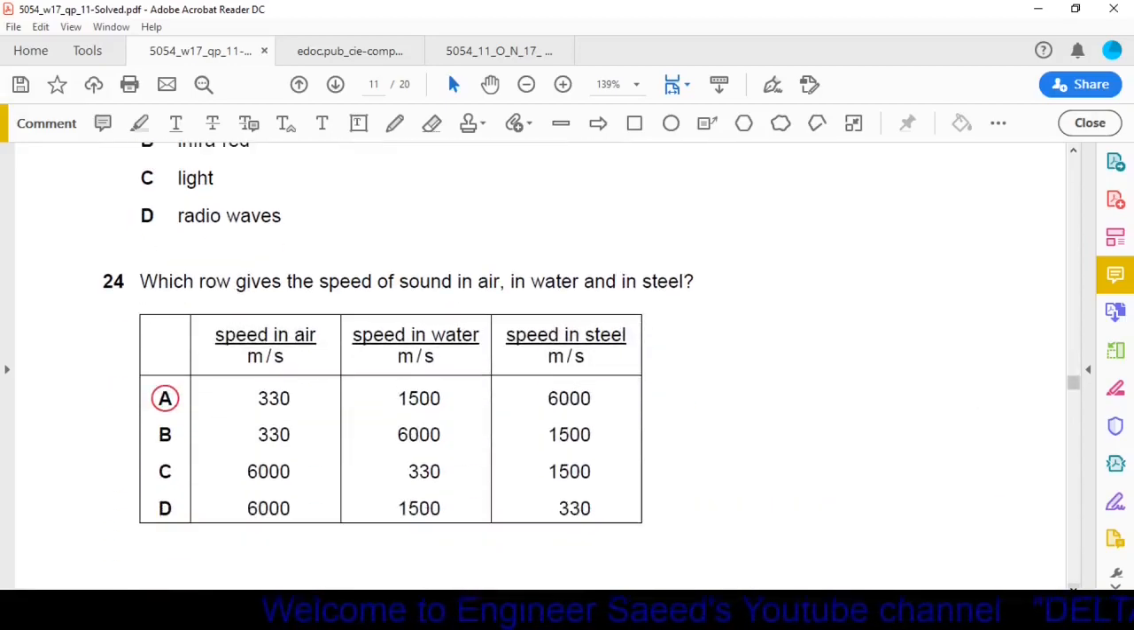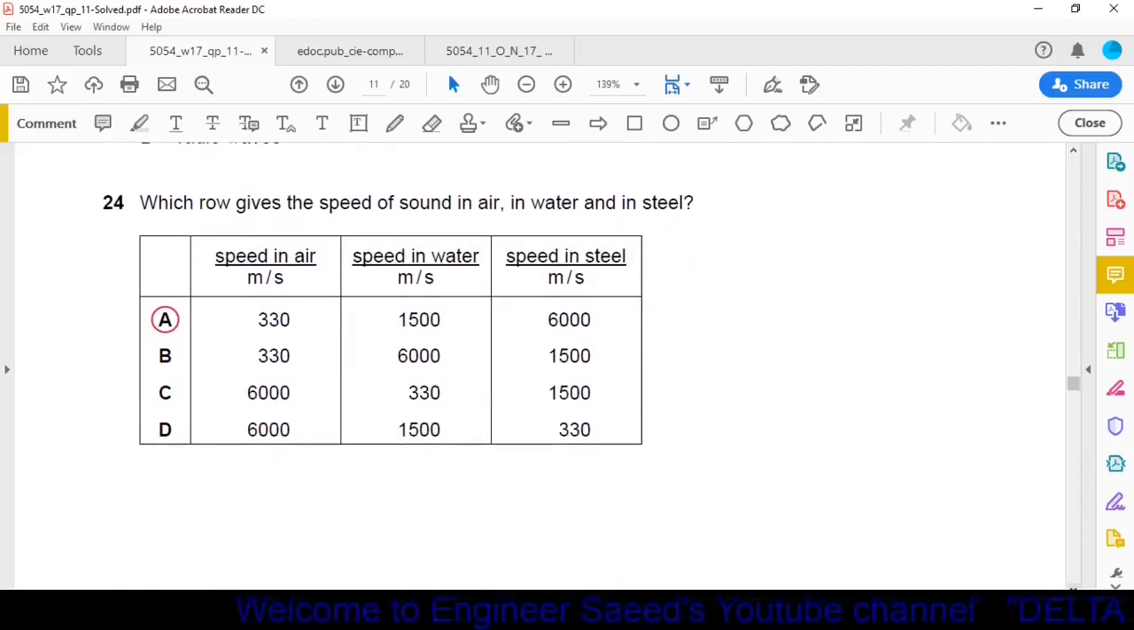Question number 24. Which row gives the speed of sound in air, in water, and in steel? Speed of sound is maximum in solid and minimum in gas. So we can say speed of sound will be maximum in steel and minimum in air. Now in option A, it is given speed in air is 330 meters per second, in water 1500, and in steel 6000. So in steel it is maximum and in air it is minimum. So option A is the correct one.